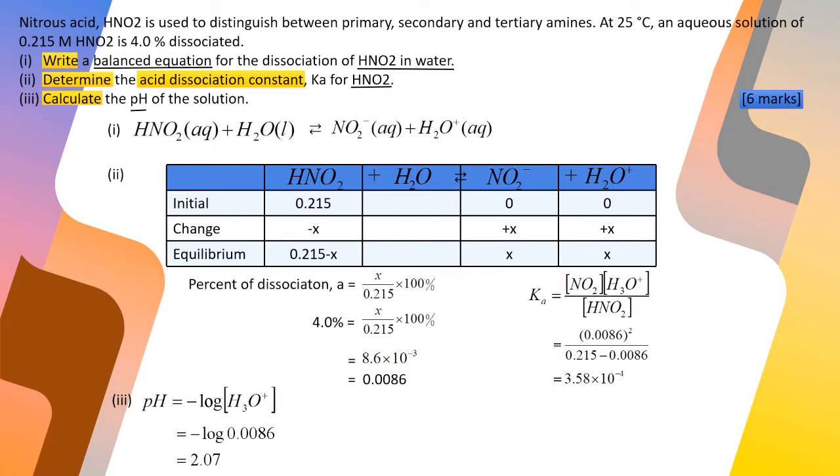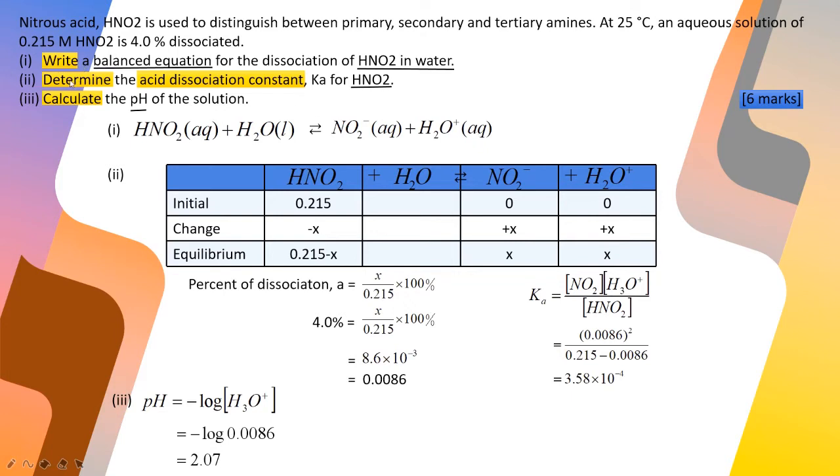answer three questions. The first question is: write a balanced equation for the dissociation of HNO2 in water. So the key point is to write a balanced equation for HNO2 in water. The equation will be HNO2 aqueous plus H2O liquid, reversible arrow, NO2 minus aqueous plus H3O plus aqueous.